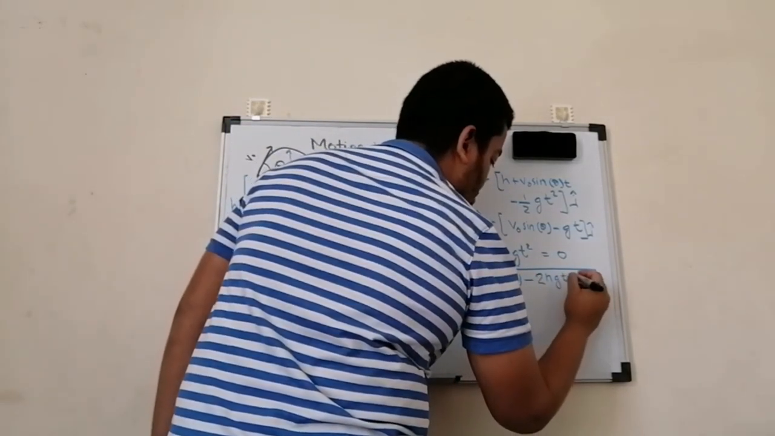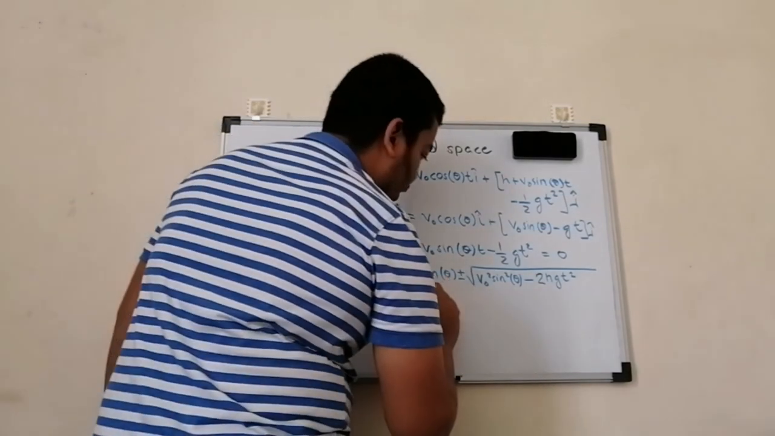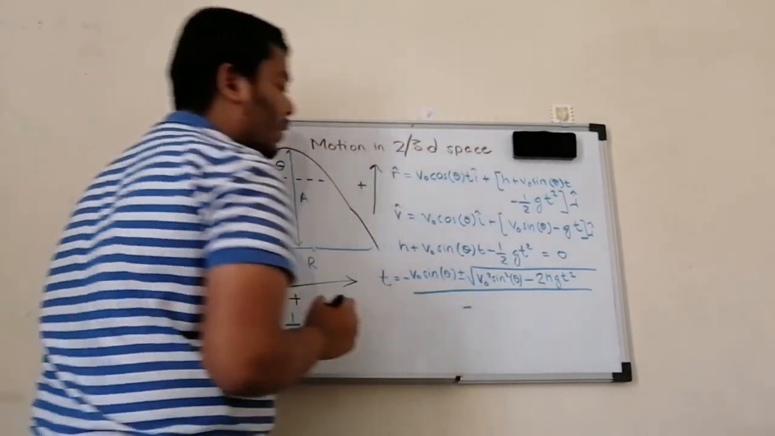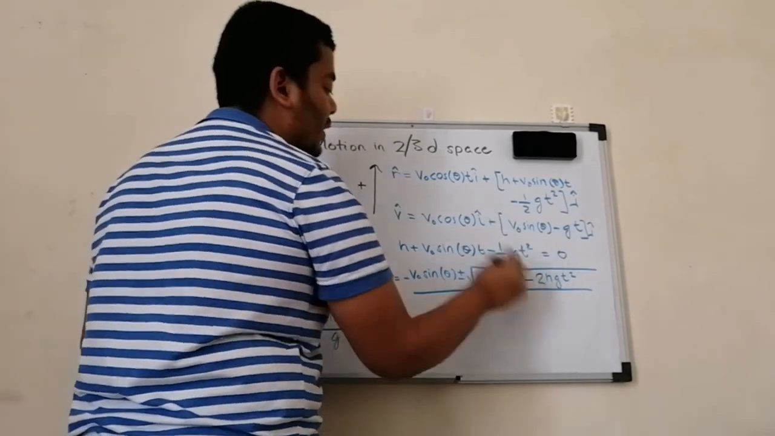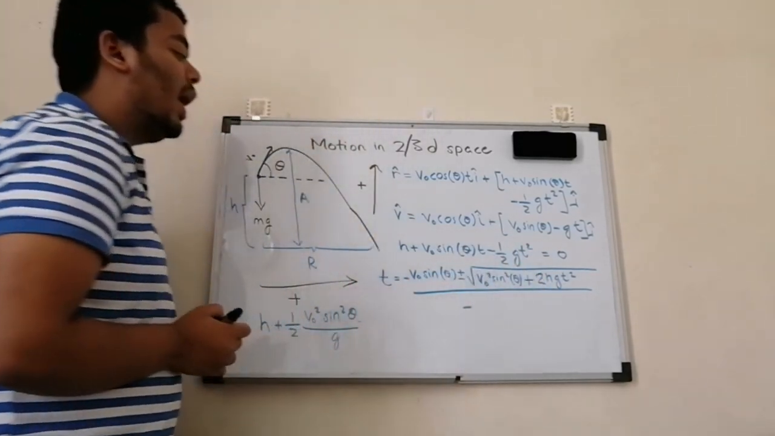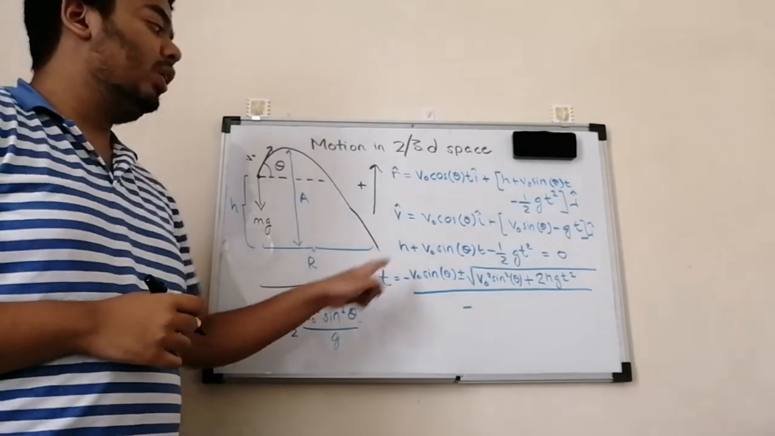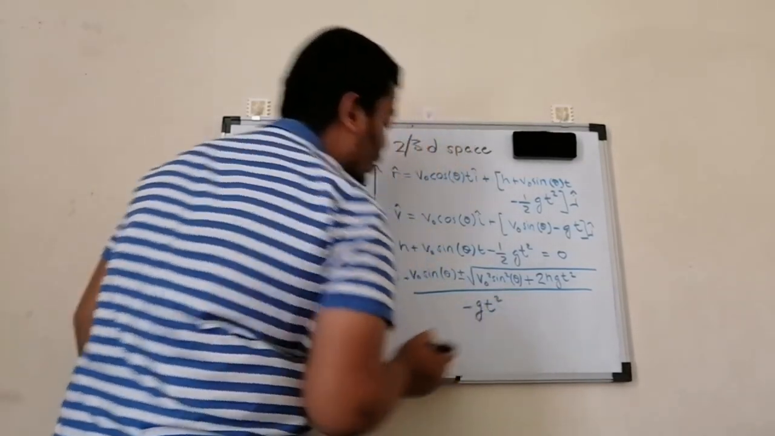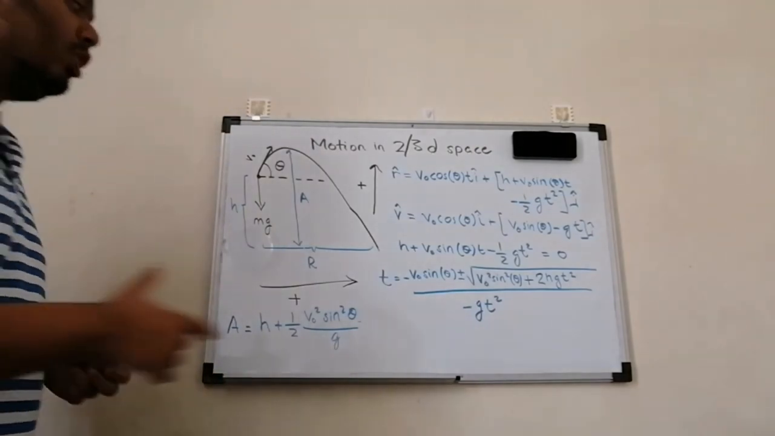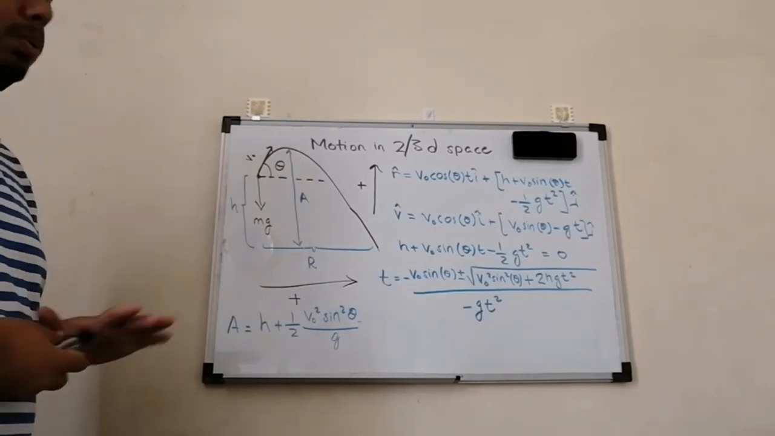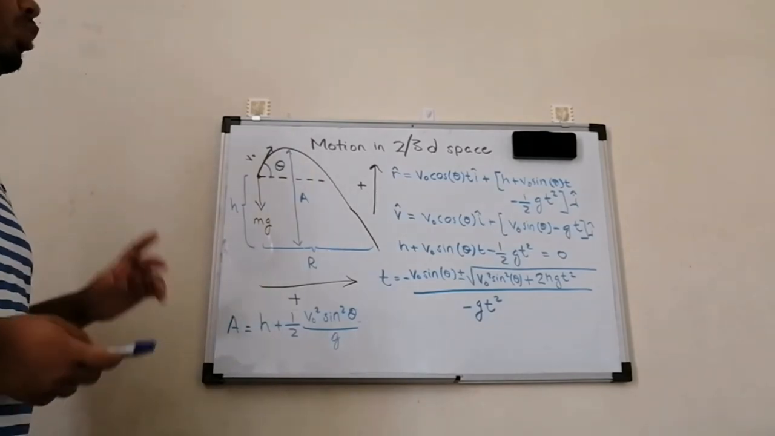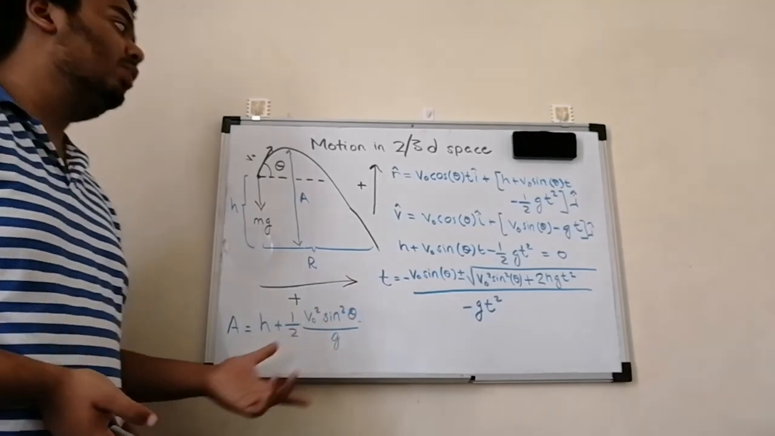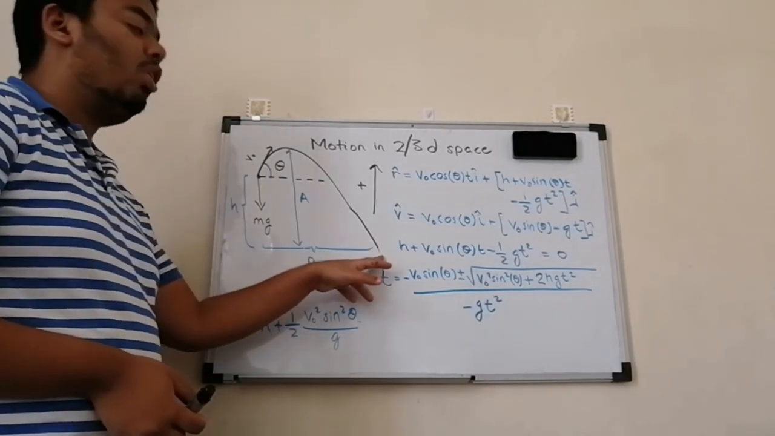Over 2 into a, so the a will be negative. Sorry, this will be positive, guys, because it's negative 4ac, and a is already negative, so I put positive here, and over negative of 2 into a, over 2a, so 2a will be negative g. Perfect. So now you'll get two values, because I put the plus minus sign. One of the values will be positive t, one of them will be negative t. The negative t you reject, because time can never be negative.